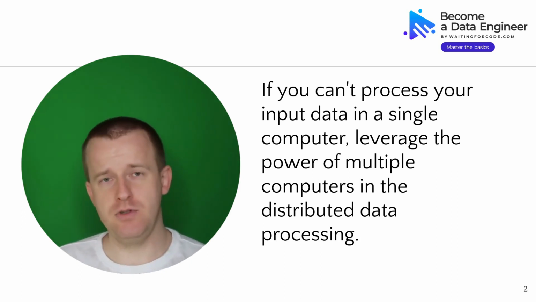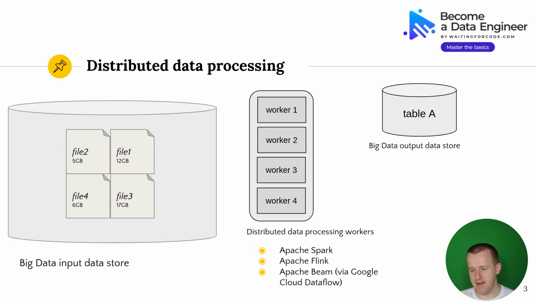So what is distributed data processing? We can imagine an example of files because it's quite easy to illustrate. So we have a big data input data store. We call it big data because there is much more data than could be processed in a single machine. Next to it, we have a cluster of 4 nodes. These nodes are called workers because they are doing the data processing work. And in the end, we have our big data output data store, data sink, and it's a data warehouse for this example.